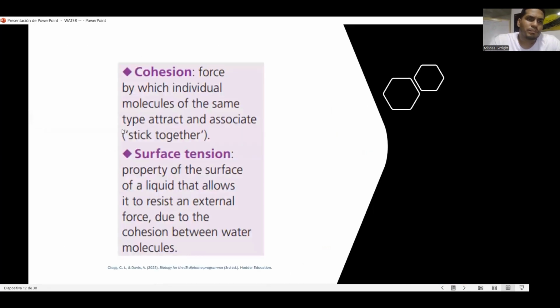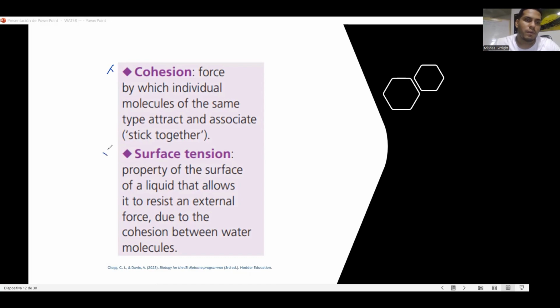Okay, so in here, we're going to find two other properties, and an important one is called cohesion. Cohesion is a force by which individual molecules of the same type attract and stick together. It's really different from what we know as adhesion. People normally misunderstand these two concepts. Cohesion is basically the force that attracts and sticks water molecules.